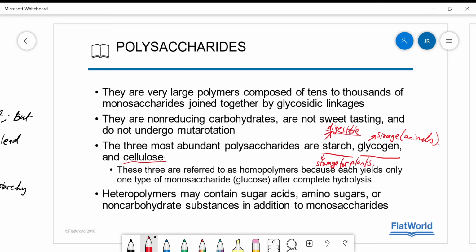And cellulose, this is the indigestible. Indigestible material that I guess has the property of adding to our fibrous intake.